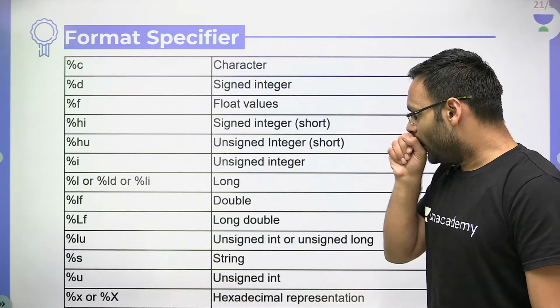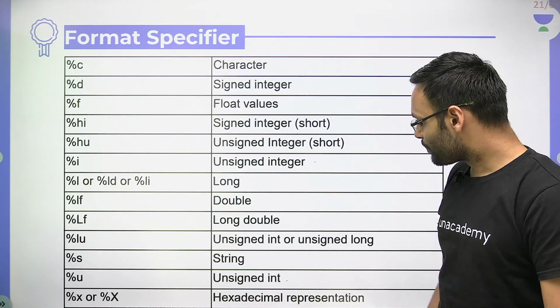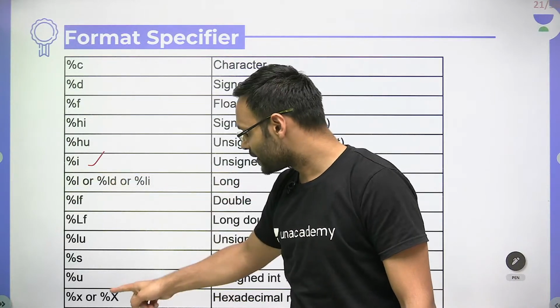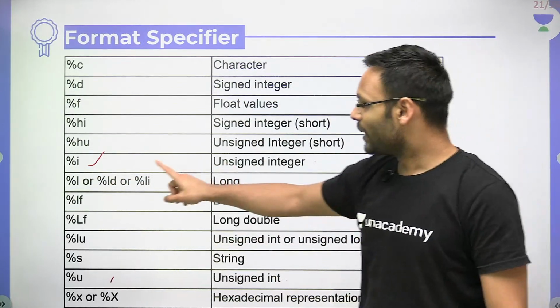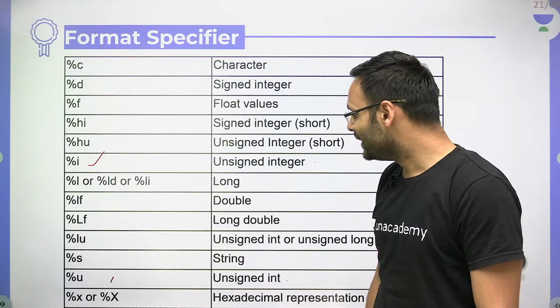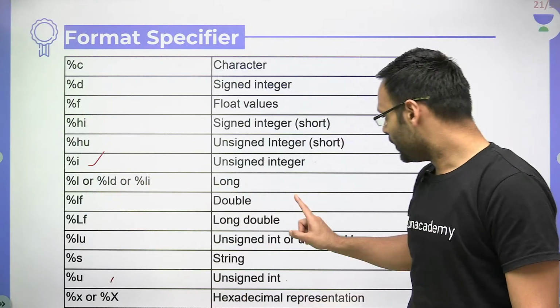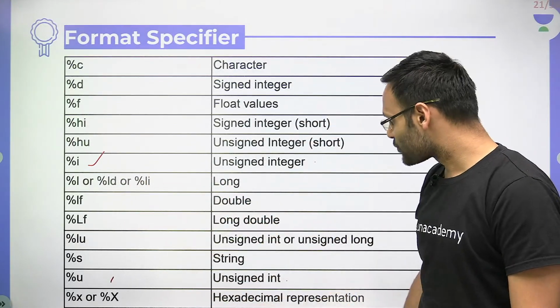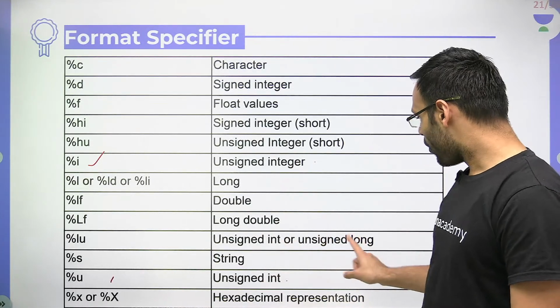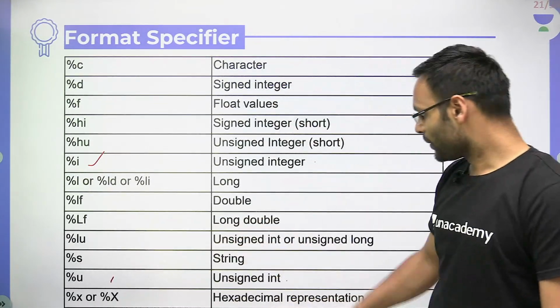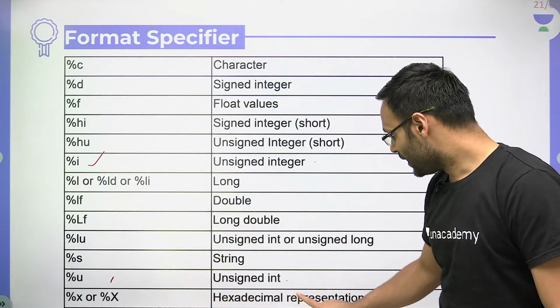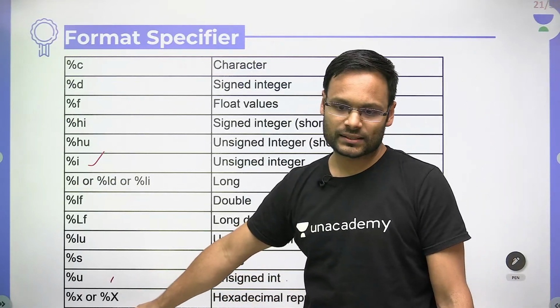Unsigned integer you can use %u also. %i, %u both will work. If we have to go for long, %l or %ld, double %lf, long double capital L and a small f, unsigned long %lu, string %s, hexadecimal value %x.